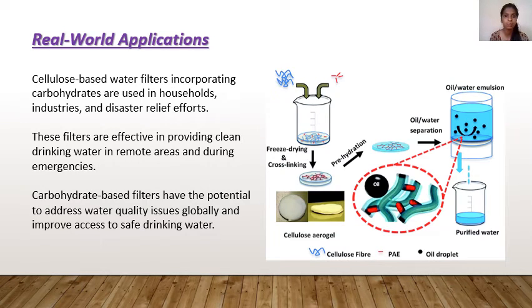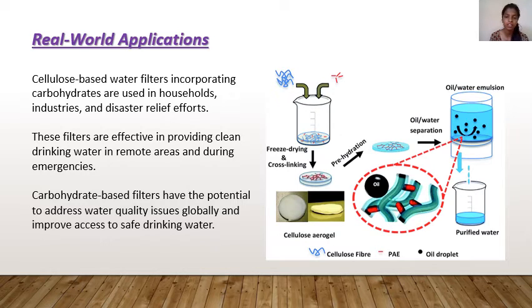Next is real-world applications. Cellulose-based water filters incorporating carbohydrates are used in households, industries, and disaster relief efforts. These filters are effective in providing clean drinking water in remote areas and during emergencies. Carbohydrate-based filters have the potential to address the water quality issue globally and improve access to safe drinking water.